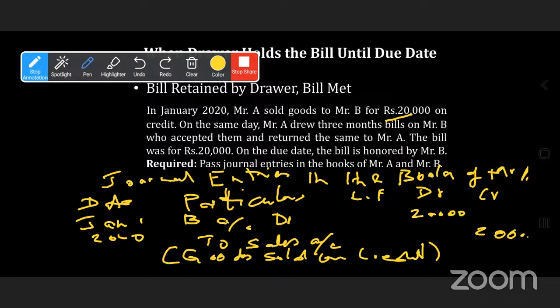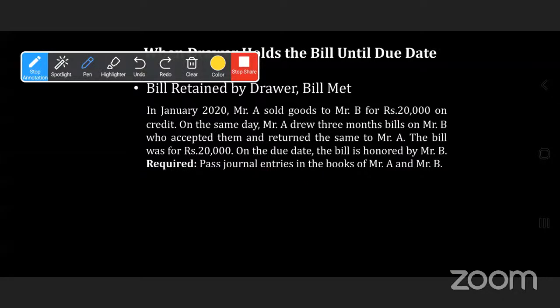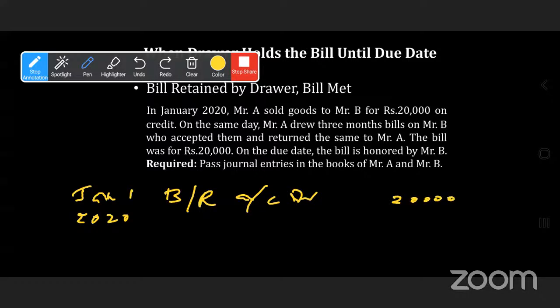Now let us see the other journal entry. On the same day, Mr. A drew 3 months bill on Mr. B, who accepted them and returned the same to A. So for that, you have to write the journal entry on January 1st, 2020: bills receivable account debtor 20,000 to B account 20,000.